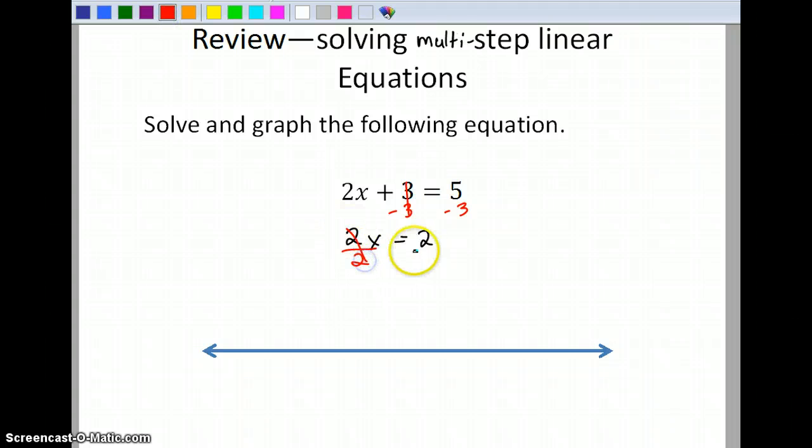Divide both sides by 2 so I can get x by itself. So I end up with x is equal to 1. Now the absolutely only thing that x is equal to is 1. Put a few numbers on my line graph. So when I graph this, I'm only going to have a circle at the point 1.